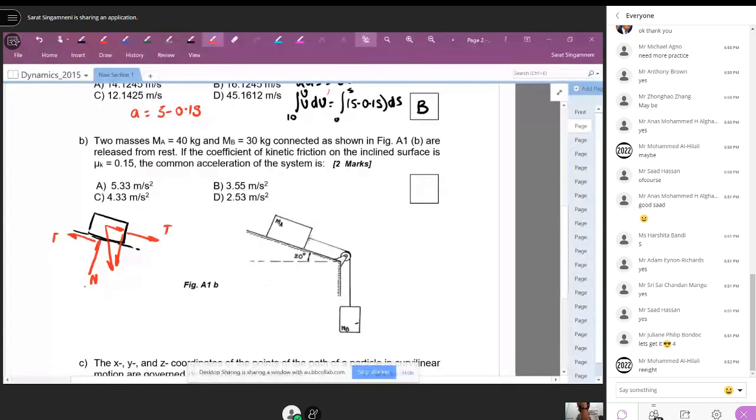Friction, normal reaction, W, Wy, Wx, and the tension. And the whole thing is moving down with a constant acceleration. If you call that acceleration a, then mass of A times the constant acceleration. The acceleration of both bodies will be the same because they are connected.